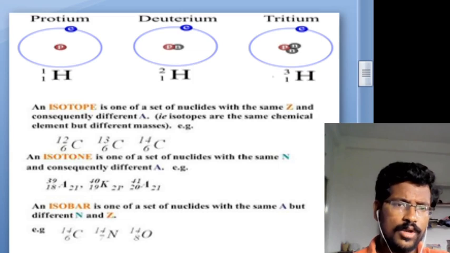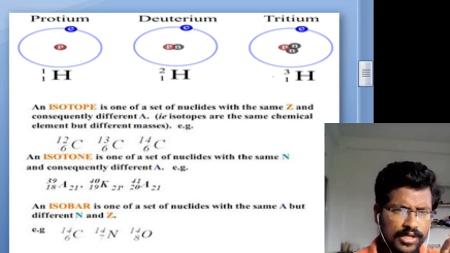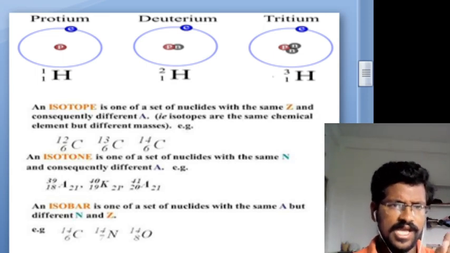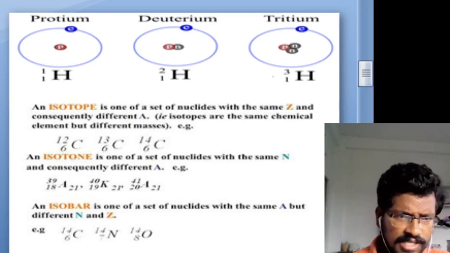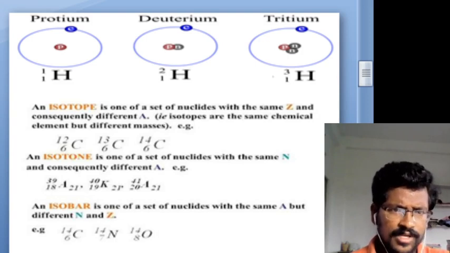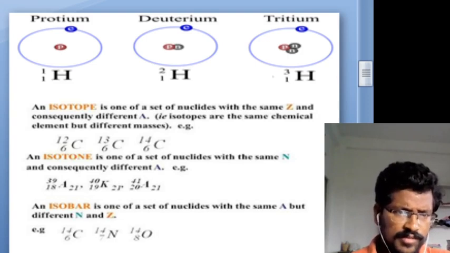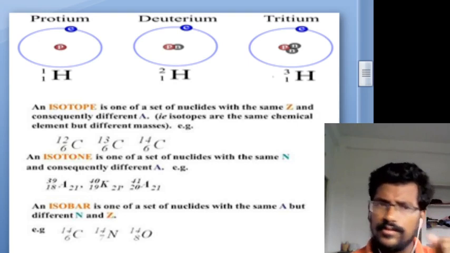In isobars, we observe the elements carbon, nitrogen, and oxygen. Here the carbon atomic number is 6, nitrogen atomic number is 7, and oxygen atomic number is 8. Now we clearly observe these elements: the atomic numbers change, but the mass number is the same for all elements, 14. Carbon, nitrogen, and oxygen all have mass number 14.